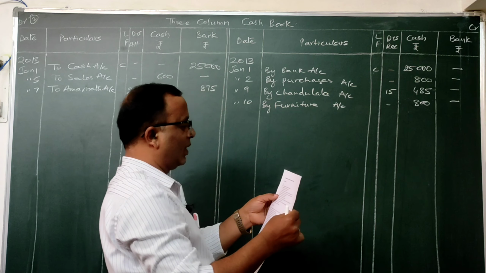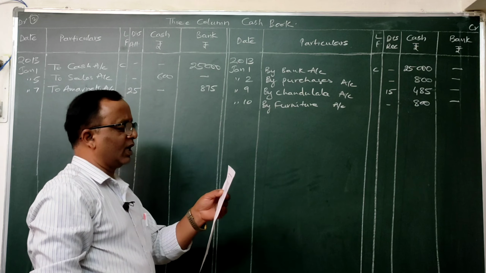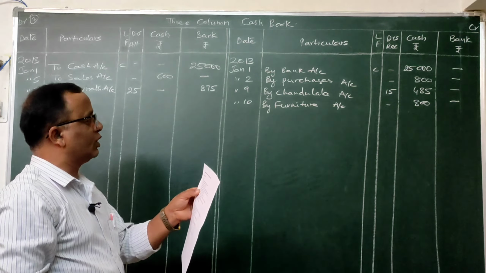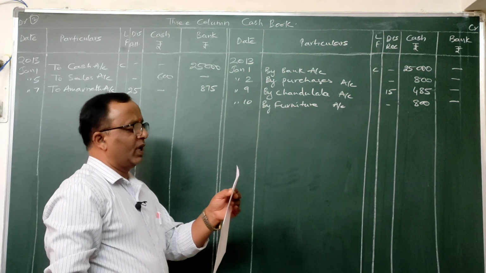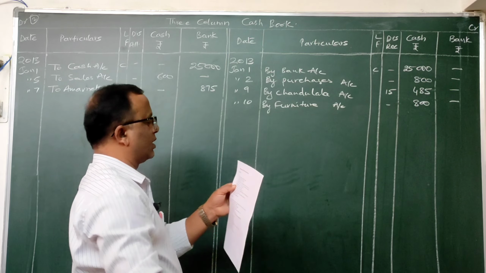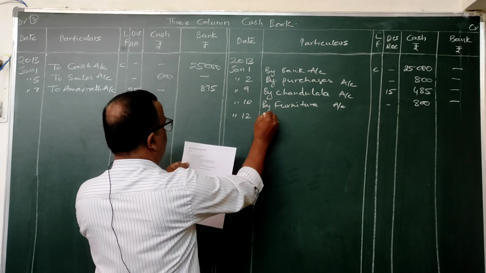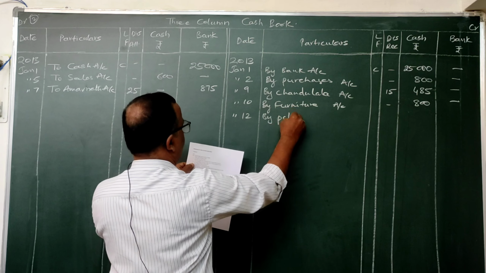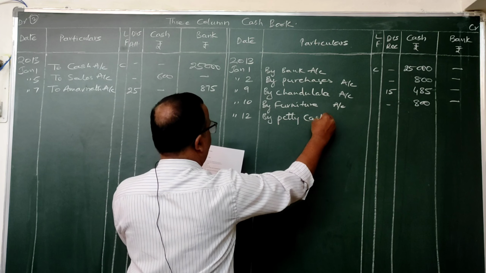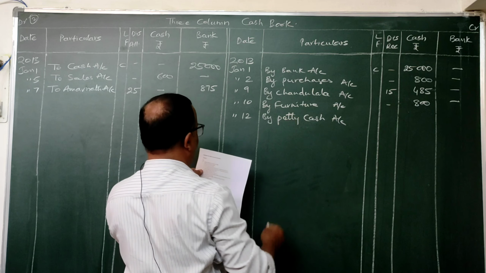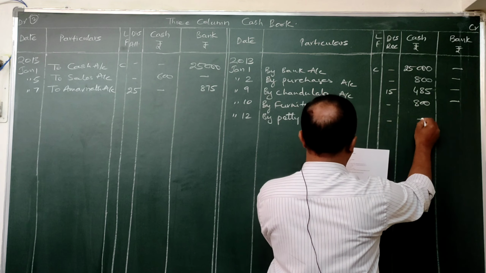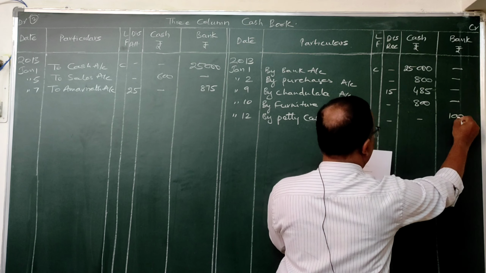Then again, on 12th, drew cheque for petty cash. When you have drawn cheque for petty cash, your entry will be petty cash account debit to bank. So it will be by petty cash. Okay, by petty cash account, this you have drawn by cheque there. So in the bank column, you are going to write 100 rupees.